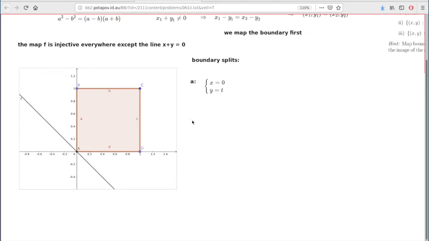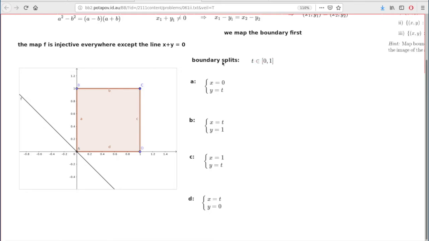And this is part B of my boundary, and that's how we parameterize that. This is part C of my boundary, and that's how we parameterize that. The last part D, this is a parameterization for part D. Every time, parameter t here is between 0 and 1.